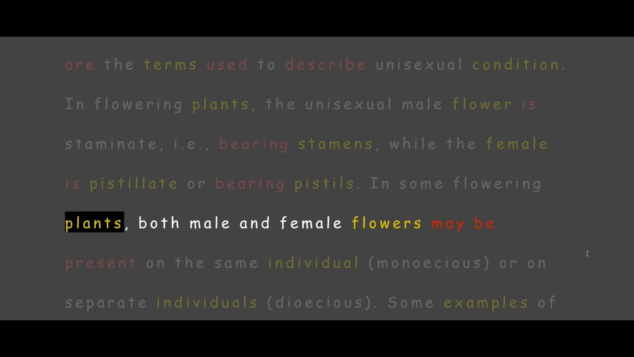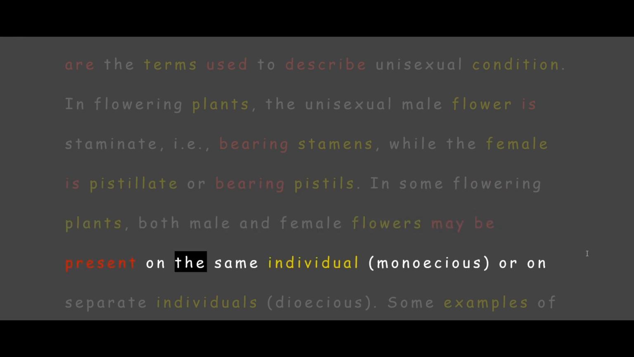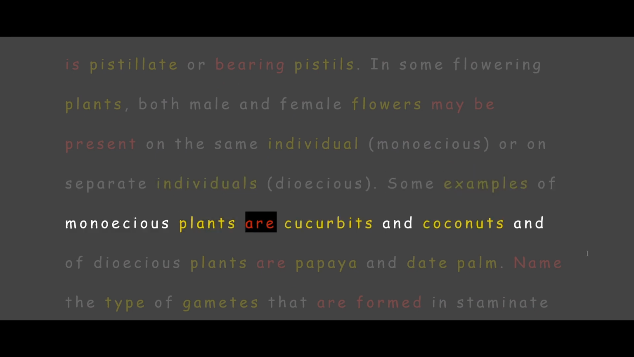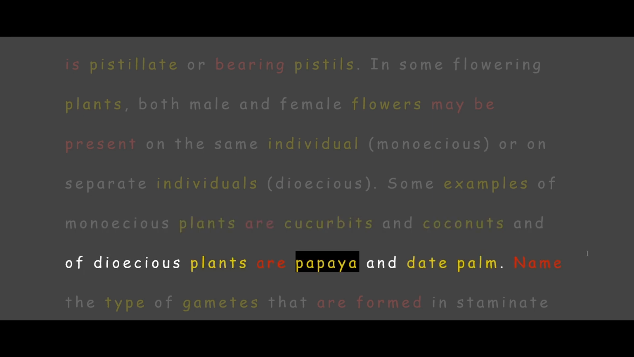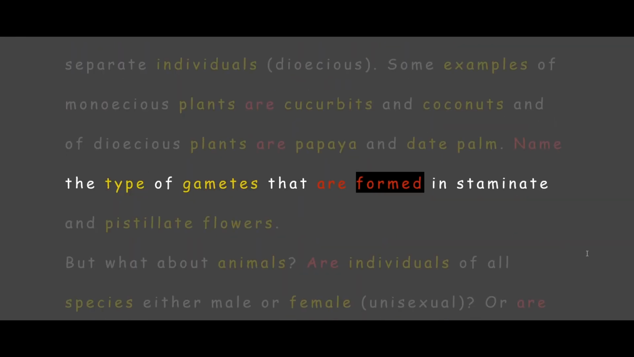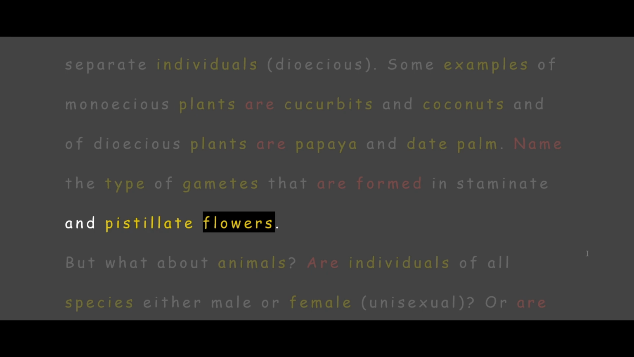In some flowering plants, both male and female flowers may be present on the same individual, monoecious, or on separate individuals, dioecious. Some examples of monoecious plants are cucurbits and coconuts, and of dioecious plants are papaya and date palm. And name the type of gametes that are formed in staminate and pistillate flowers.